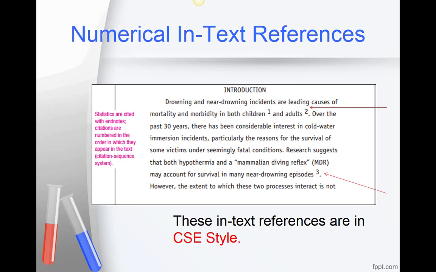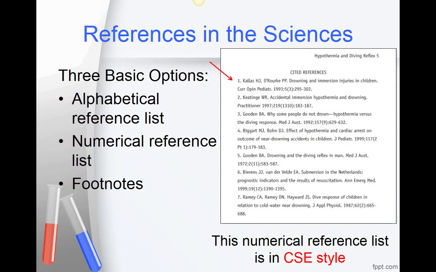So numerical in-text references look like this. This is a sample CSE paper from Bedford St. Martin's. As you can see, there are just superscript numbers in the text, but those numbers correspond to the references in the cited references at the end of your paper.